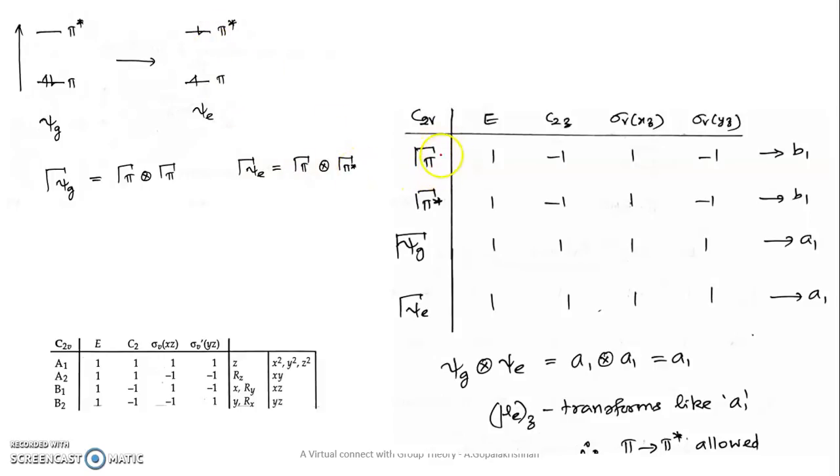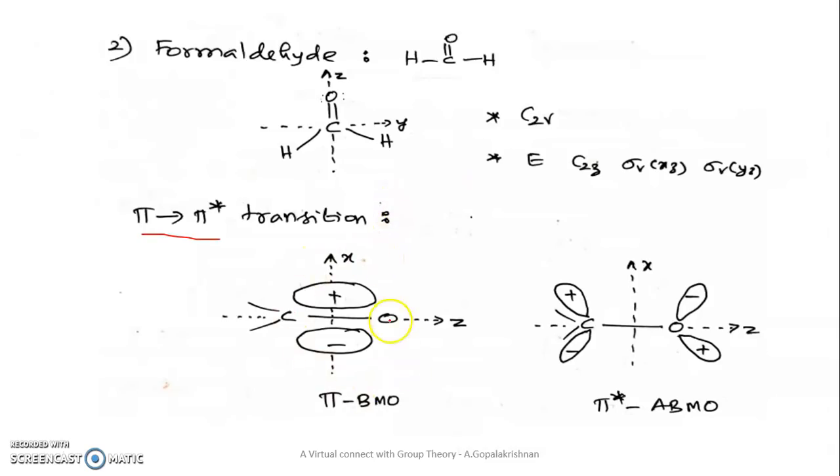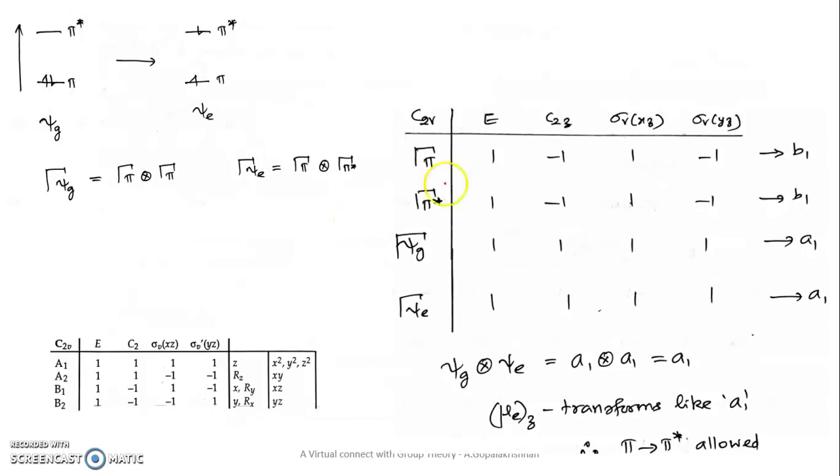Now, how to find the representation for pi? Listen, you have to carry out the operations on the pi bonding molecular orbital. If the sign of the orbital remains as such, put +1. If the sign changes, put -1. Why? Because this is a one-dimensional representation. In C2v, all irreducible representations are one-dimensional. So you should give either +1 or -1.